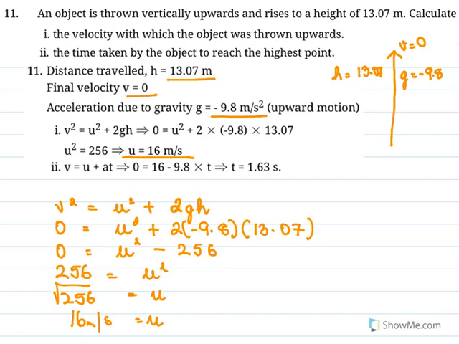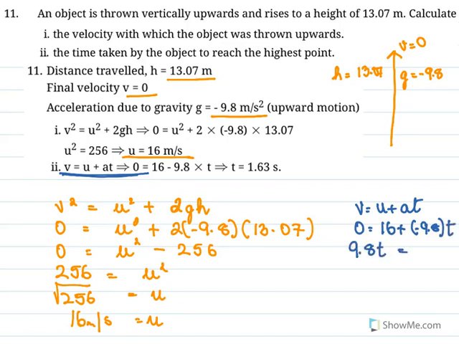The next part of the sum, we need to find the time. To find the time, we use this formula v equal to u plus at. Now we know v is 0, u we found out is 16, a we know is minus 9.8, and this is time. So 9.8 t equal to 16. So t is 16 over 9.8. So time becomes 1.63 seconds.